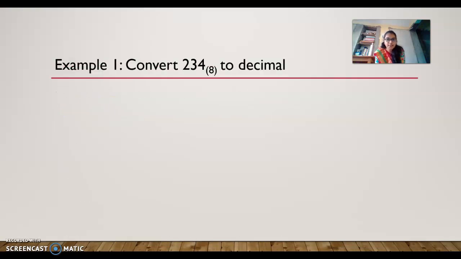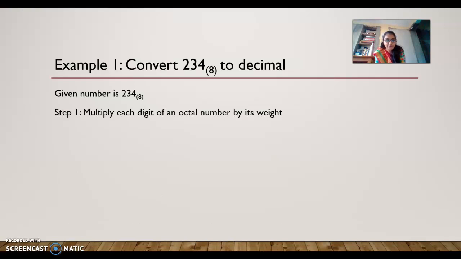Let us take an example here. Convert 234 to the base 8 to decimal. Looking at this base only, you can recognize which number system the number is in. By this 8, you can understand this number is an octal number, right? Given number is 234 to the base 8.